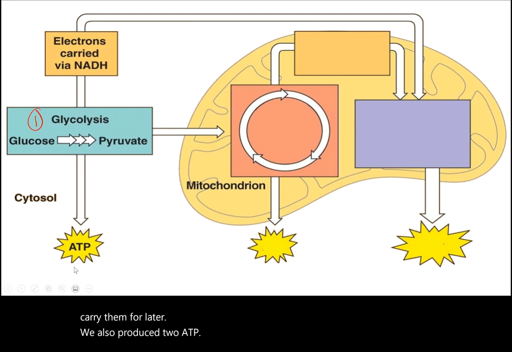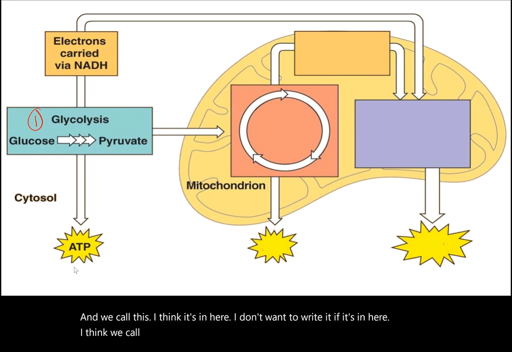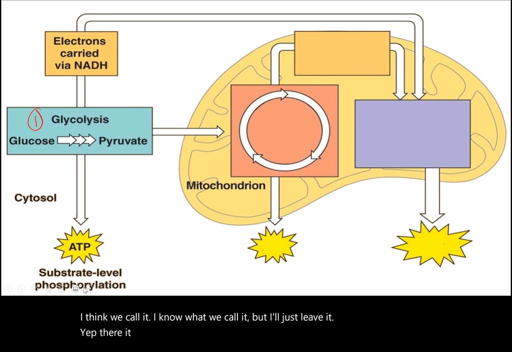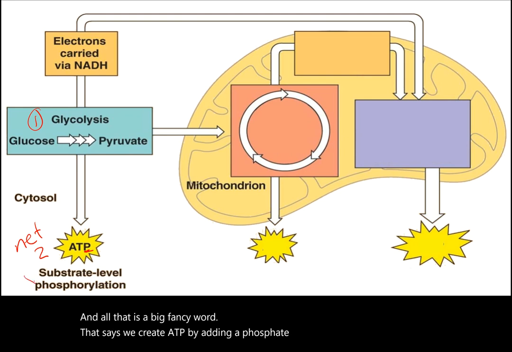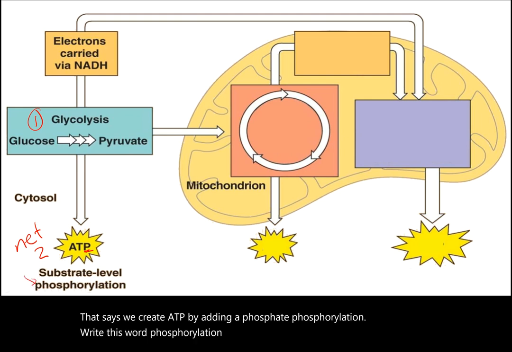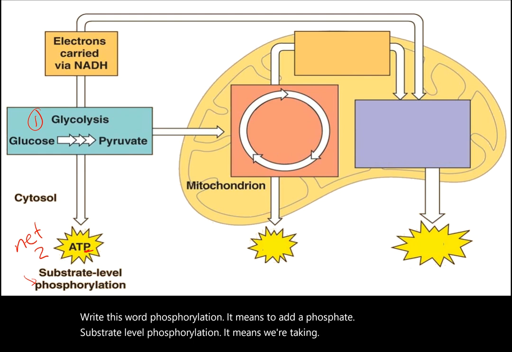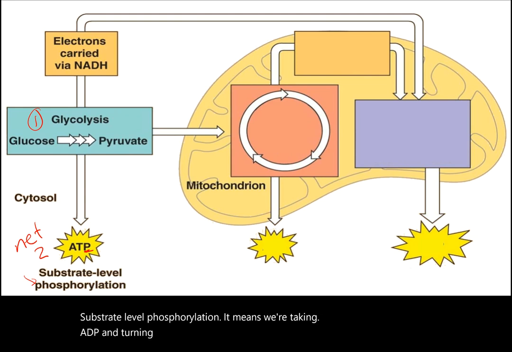And we call this, I think it's in here. I know what we call it. Yep, there it is. Substrate level phosphorylation. And all that is a big fancy word that says we create ATP by adding a phosphate. This word, phosphorylation, means to add a phosphate. Substrate level phosphorylation means we're taking ADP and turning it into ATP. All right, so if you want to write that, you can write that.